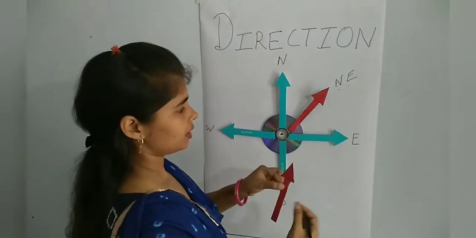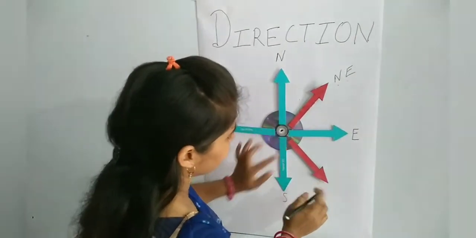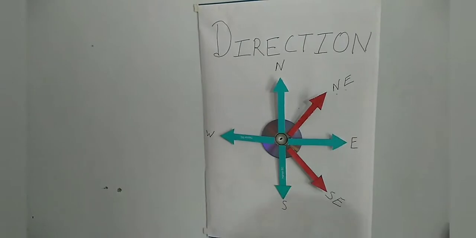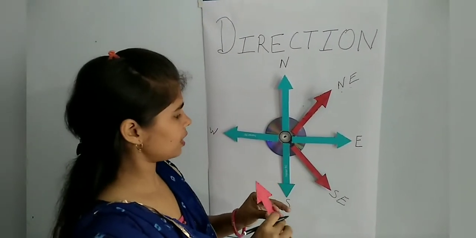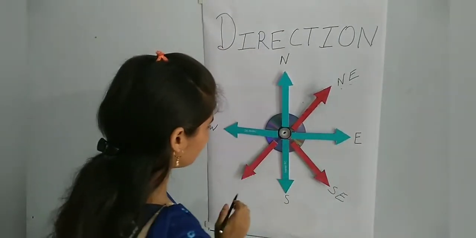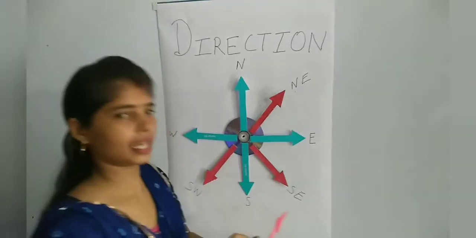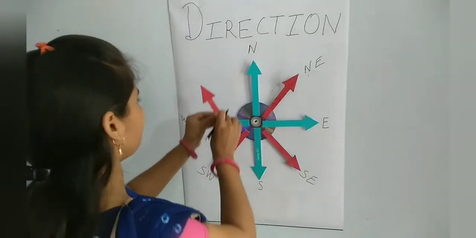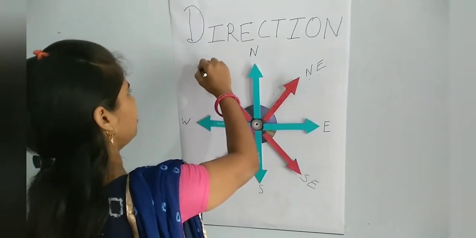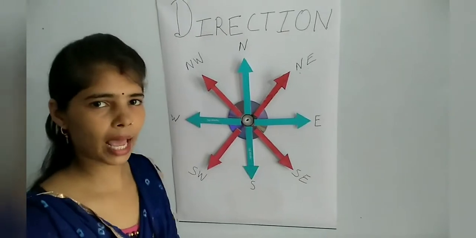Then we will take our next arrow and we will paste it between the east and south, and this will be southeast. Then we will take the next arrow and we will paste it between the south and west, and this will be southwest. And then we will take our last arrow and paste it between the west and north, and this will be our northwest. Is it clear?